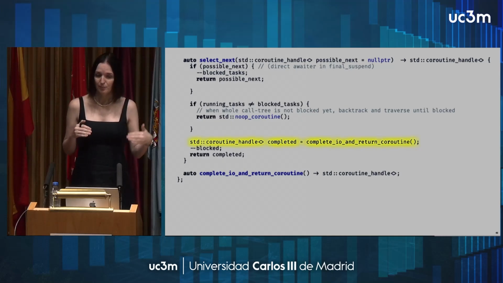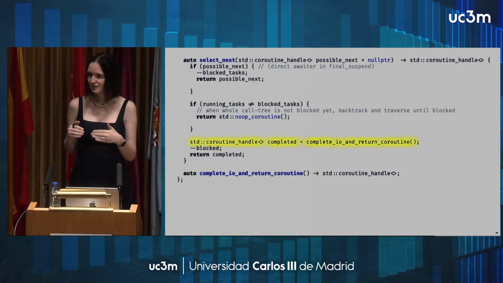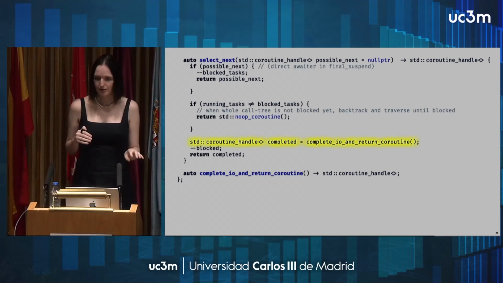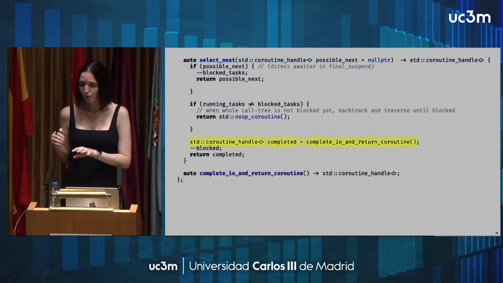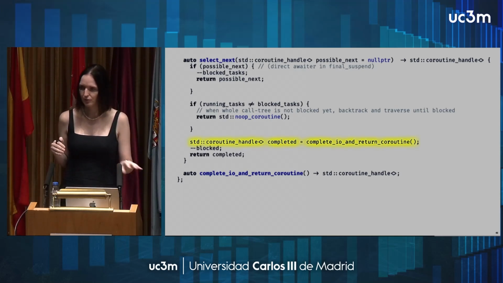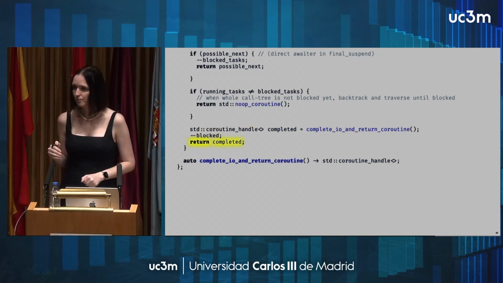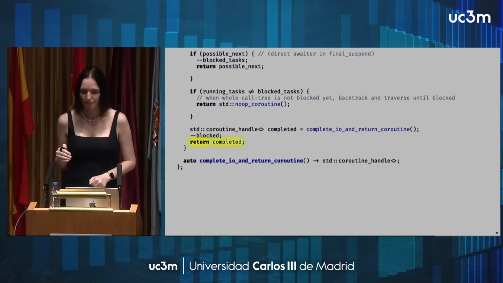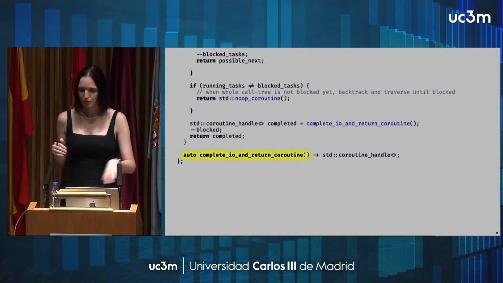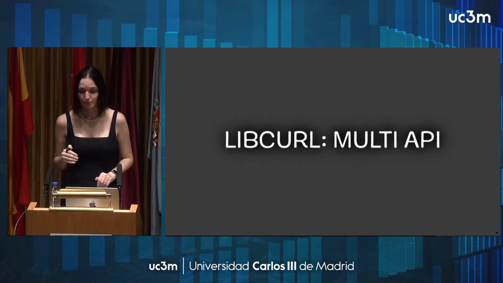And when the number of running tasks and blocked tasks is the same, it means all the coroutines are blocked. I cannot continue, so I need to complete some IO and return the coroutine which completed first, and then decrement the blocked count and return the completed coroutine. The complete IO and return coroutine will get there soon.